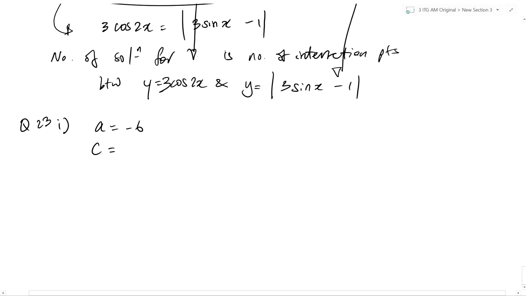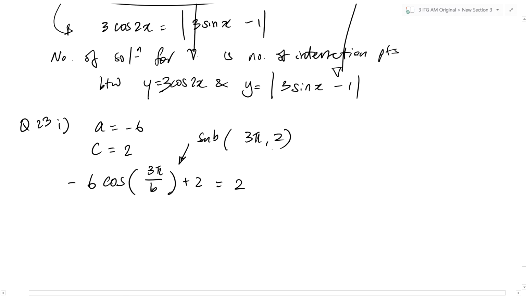C is 2, A is -6, but to determine the value of B, we use the coordinate (3 pi, 2). So we substitute: -6 cosine(3 pi over B) plus 2 gives us 2. This is after substituting the coordinate (3 pi, 2). Yes? So for A, what is it? 8 minus negative 4, over 2. Okay, 8 minus 4 over 2 is 6, right?